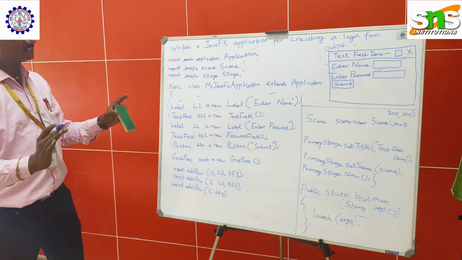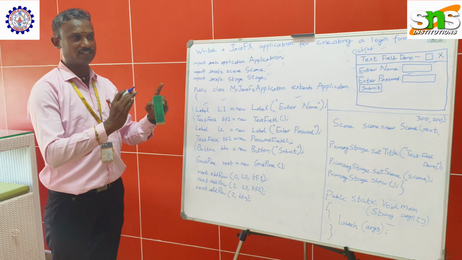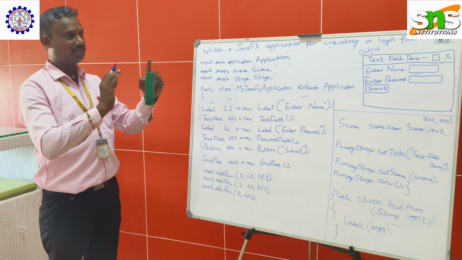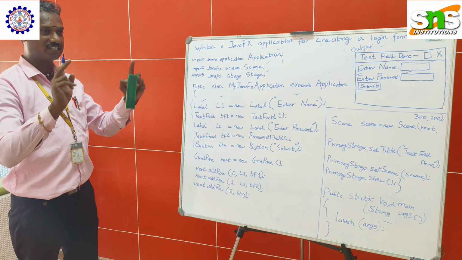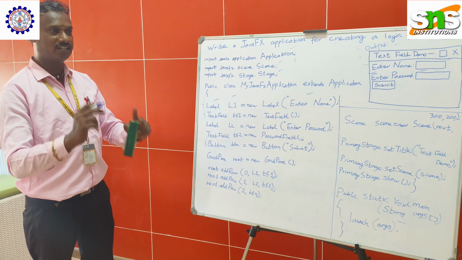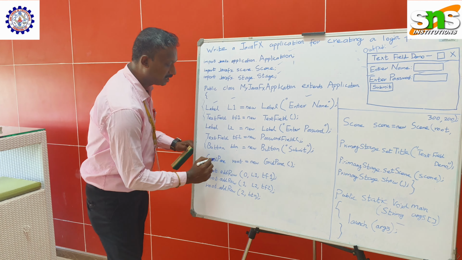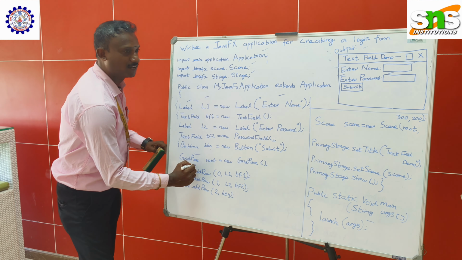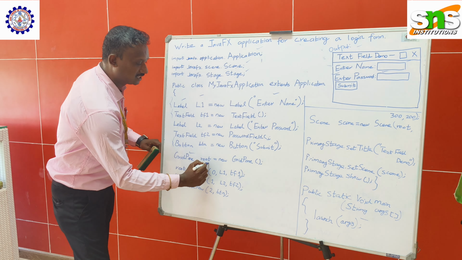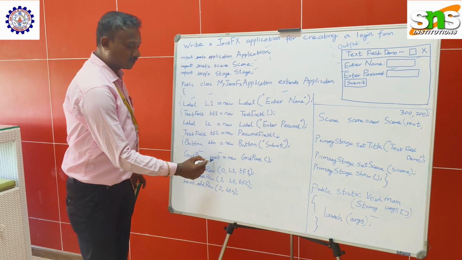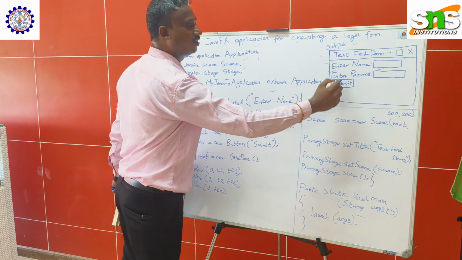Now we need to organize all these things. As I already told you, the primary stage window is created, then the label, text field, and submit button, everything is created. Now we need to organize all of them. If we want to organize things, we need to create a pane. Here we are using the GridPane. This is an object of the GridPane, which is called the root. With the help of this object, we need to organize all these things.